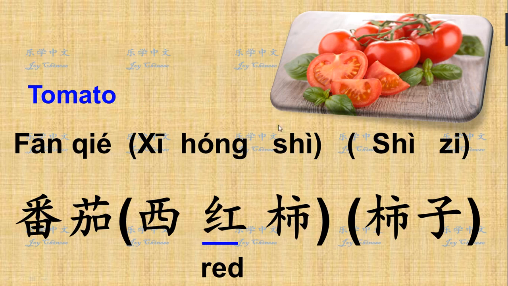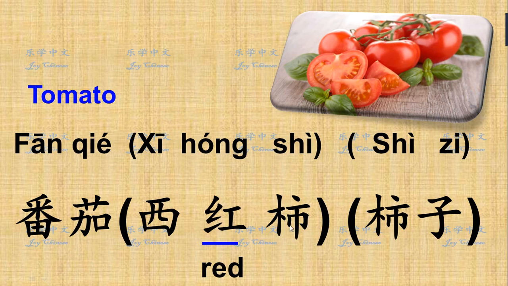Another common name throughout the country, everybody knows what it is. It's called 西红柿. As we learned in the previous vocabulary, 西 means west side. So actually tomato is from a foreign country. 西红柿, 红 means red.